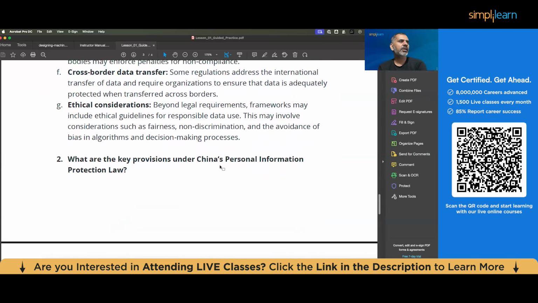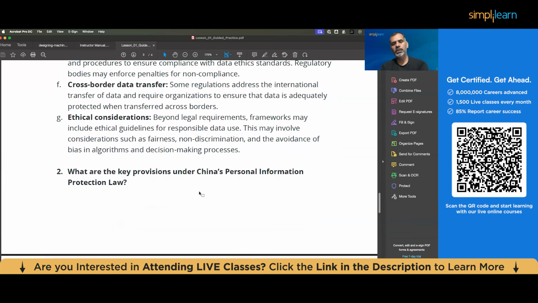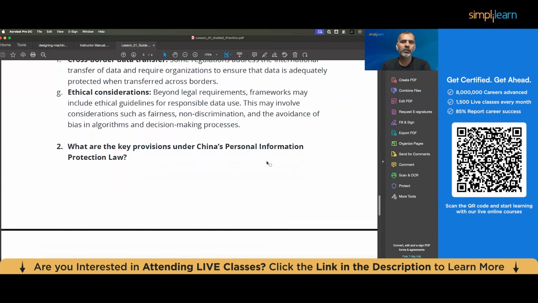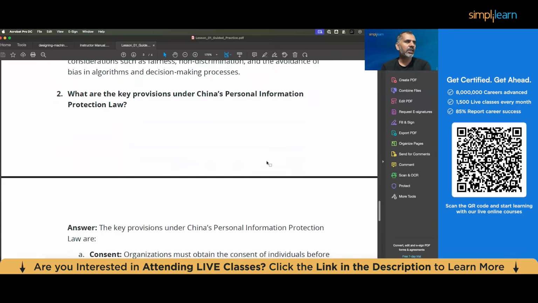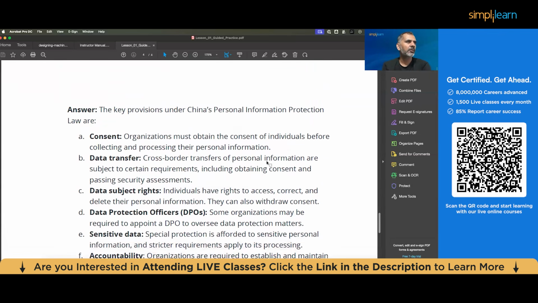And what are the key provisions under China's personal information protection law? This is something you definitely need to explore on the web. What are the key provisions? We have just studied China's personal information protection law, PIPL, which is mainly for protecting personal information. Because it is a personal information law, you can logically define that it talks about all the rules and frameworks that deal with privacy or protecting personal information.